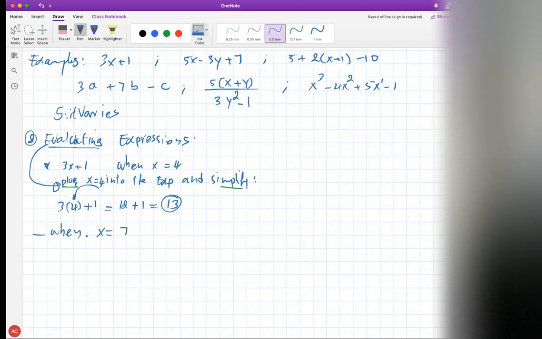22. Say that again. 22, you said? Yeah. That's right. So we're going to take, again, the x, plug it into the expression. So 3x plus 1. So the x goes here. So it'd be 3 multiply 7, which is 21, plus 1, which is 22. So now we got a different value.